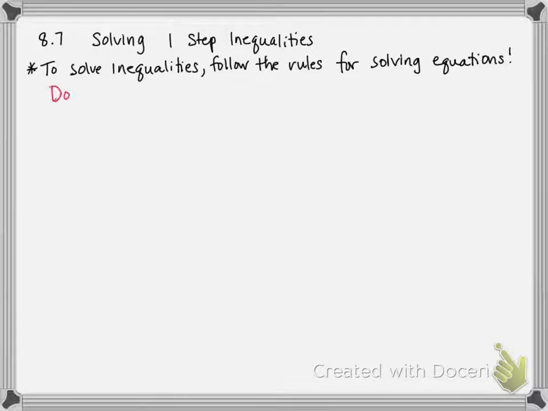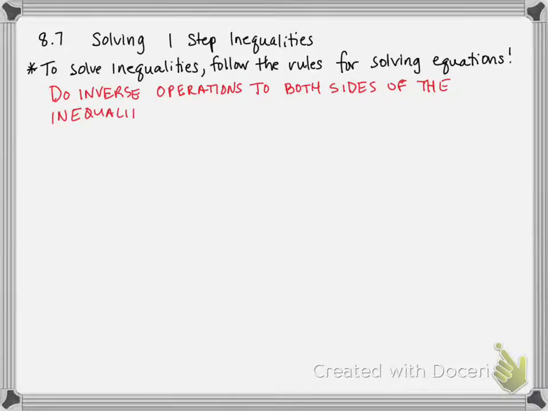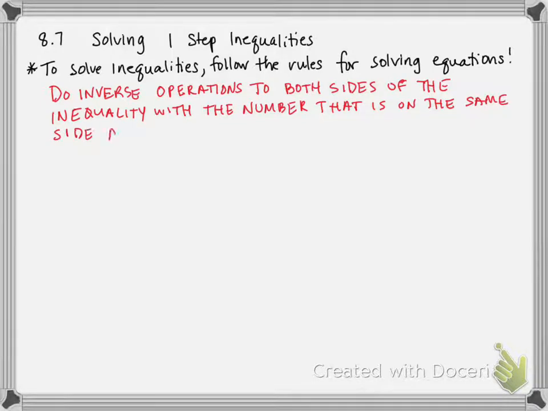What's the process? We're going to do inverse operations to both sides of the inequality with the number that is on the same side as the variable. Try that again. There we go.